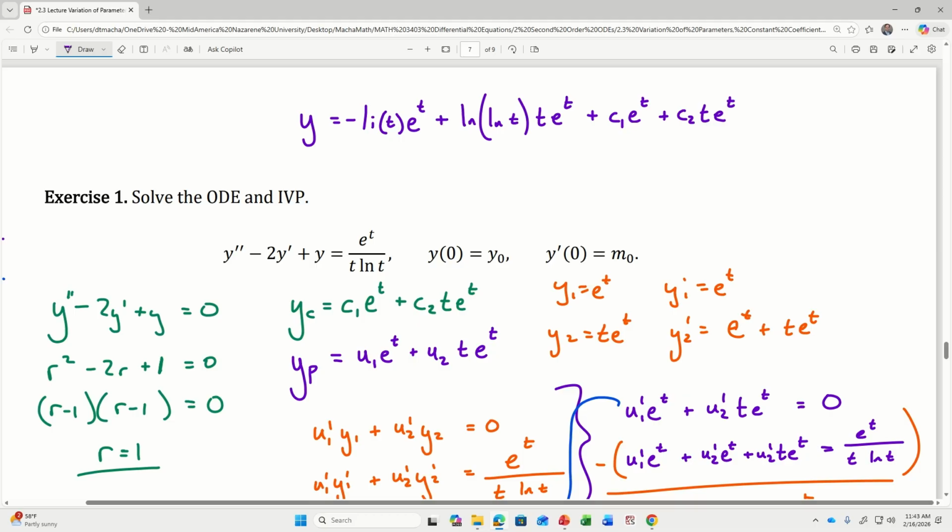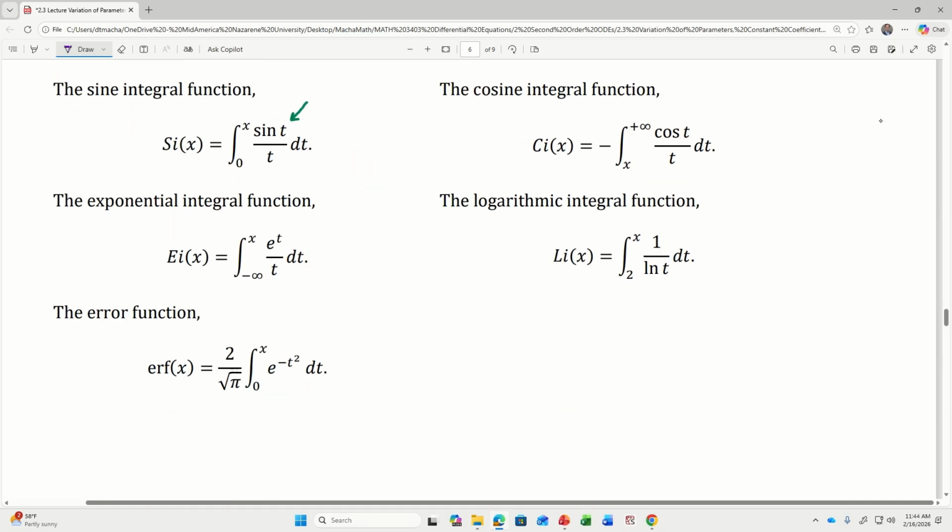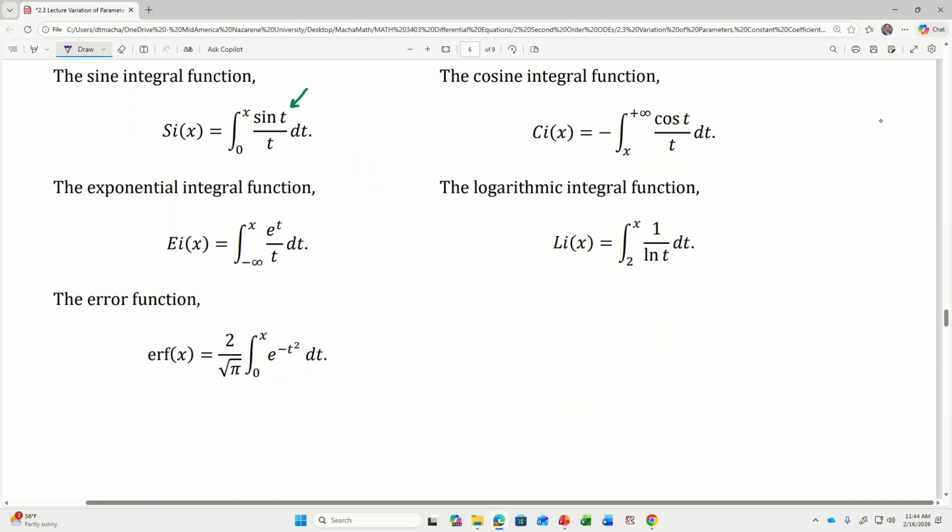Nice. It's pretty ugly. The initial value problem is not impossible, but it would be a little bit grody. Because here's my logarithmic integral function, right?